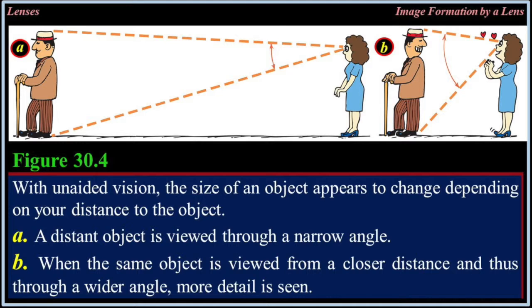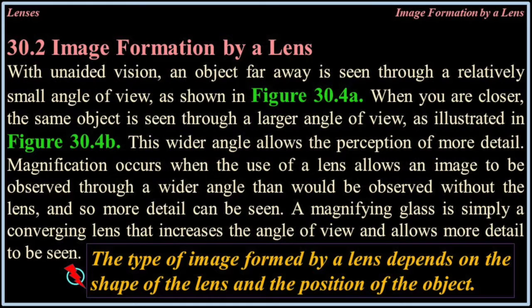Magnification occurs when the use of a lens allows an image to be observed through a wider angle than would be observed without the lens, and so more detail can be seen. A magnifying glass is simply a converging lens that increases the angle of view and allows more detail to be seen. The type of image formed by a lens depends on the shape of the lens and the position of the object.